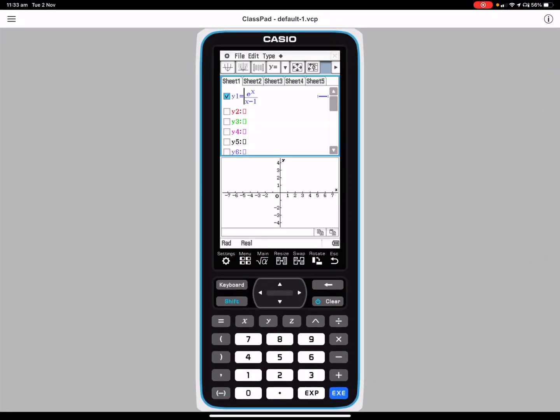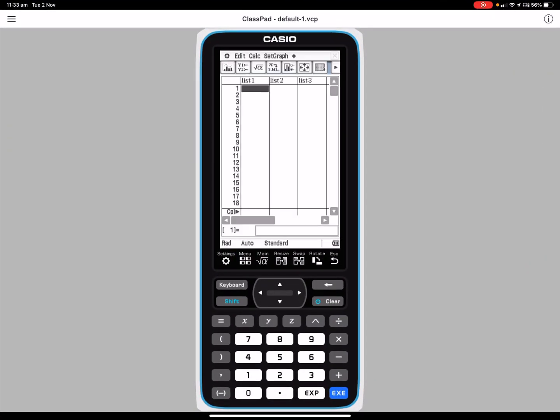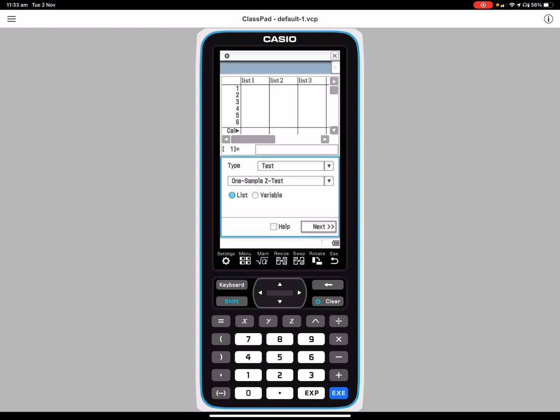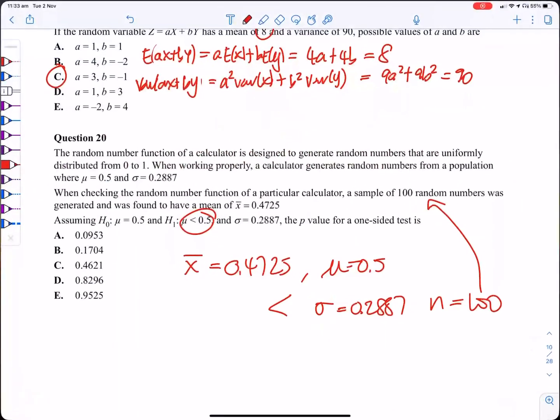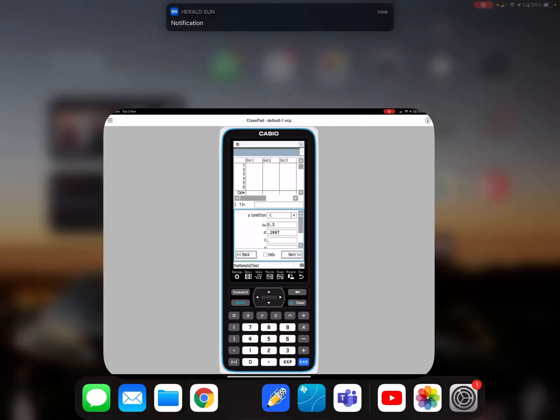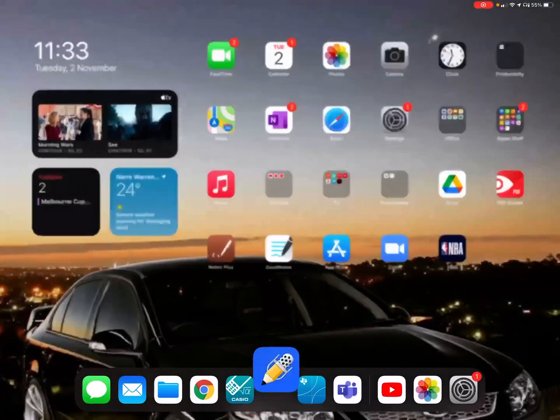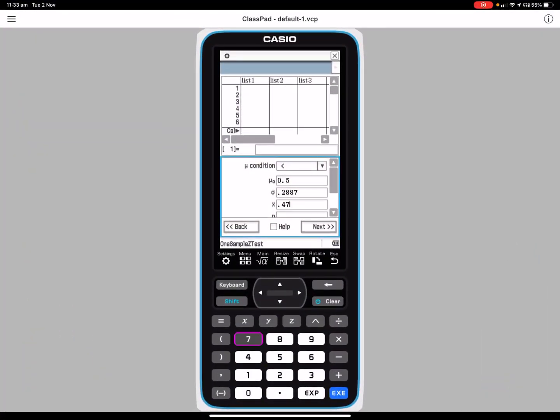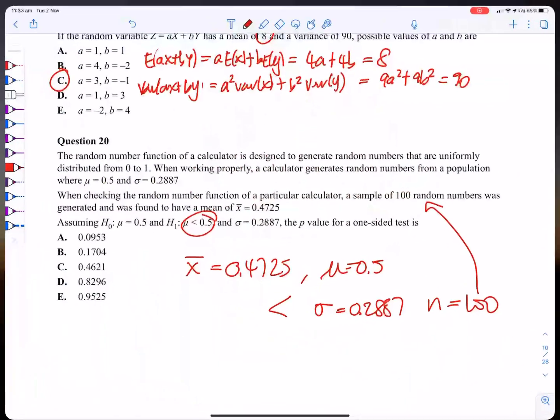So we've got to go into one sample z test, variable less than, mu was 0.5, sigma 0.2887, I think it was. Yep. X bar was 0.4725, and n was 100. P-value 0.1704.